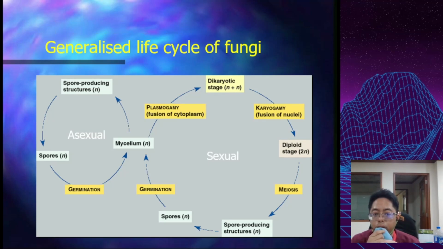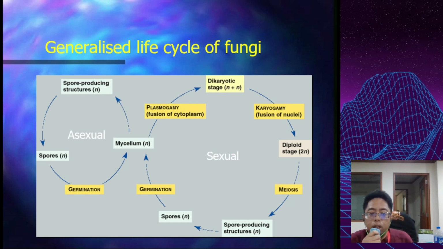Okay, so the generalized life cycle of fungi, you have asexual and sexual. For asexual, it goes from spore, which will germinate, to become mycelium, which is the body, and the mycelium will create spore-producing structures, and then spores are created. Okay, so it goes in a cycle.